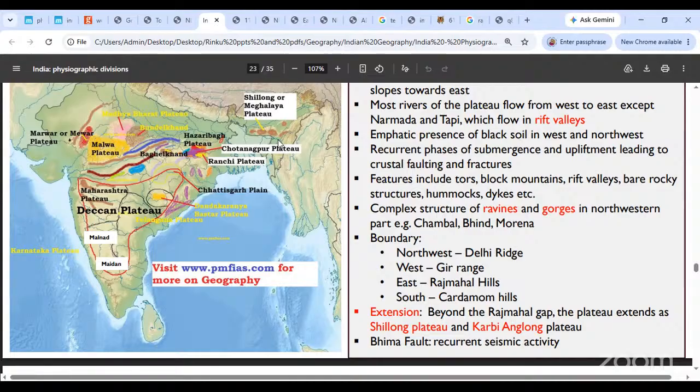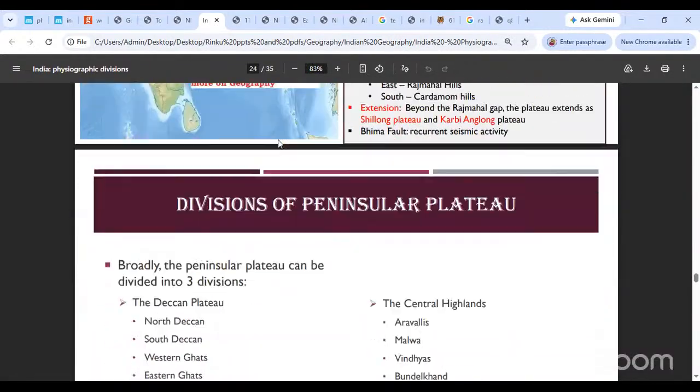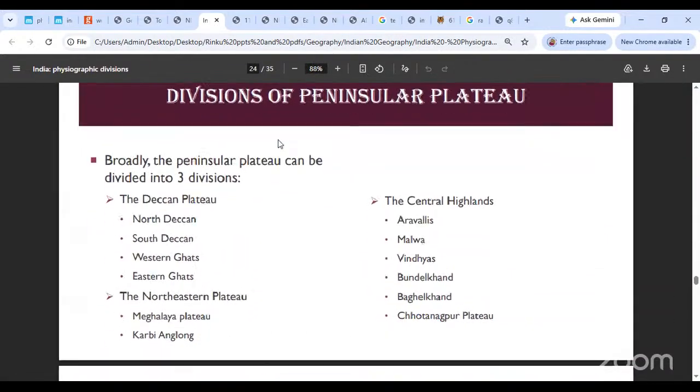And like I told you earlier, just because this is a very stable landmass does not mean that you do not find seismic activity over here. Of course, you will find that around the Bhima fault, the Narmada fault, the Godavari fault. That is where you will find these. Okay, so you will find some kind of seismic activity also over here. These are the divisions of the peninsular plateau.